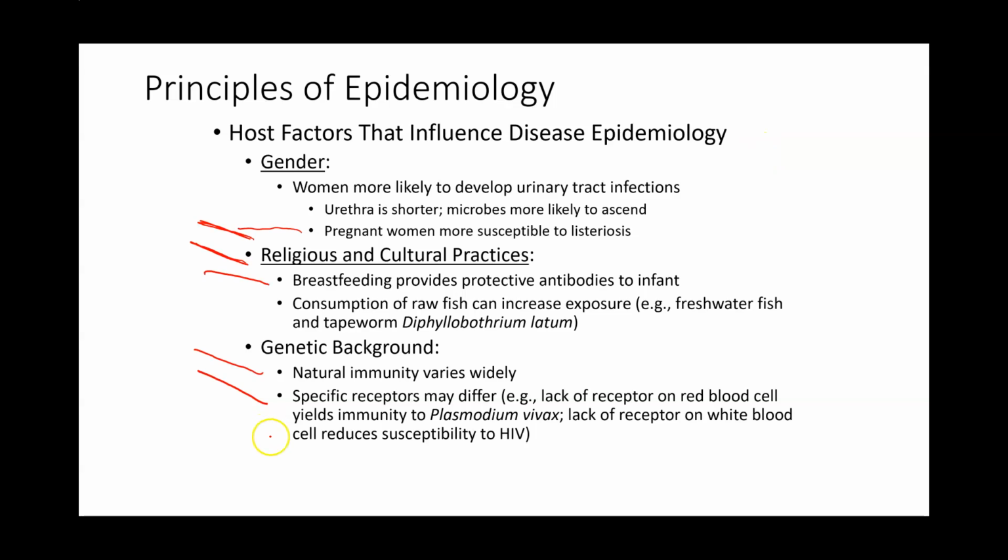Your genes also code for the different types of receptors that are found within your cells. And so Plasmodium vivax can't infect red blood cells that don't have normal hemoglobin. And so those individuals can't get malaria. HIV can only infect helper T cells that have a specific type of receptor on the surface. If the helper T cell doesn't have that receptor, then HIV cannot infect that individual.